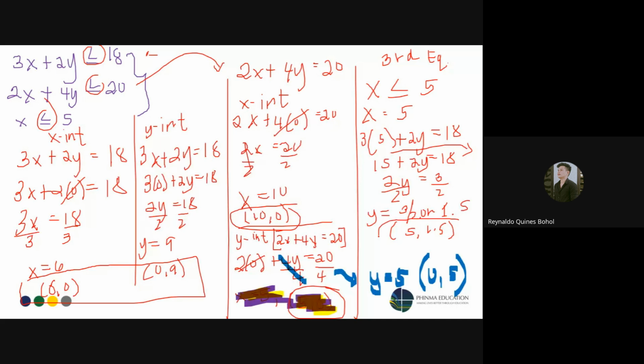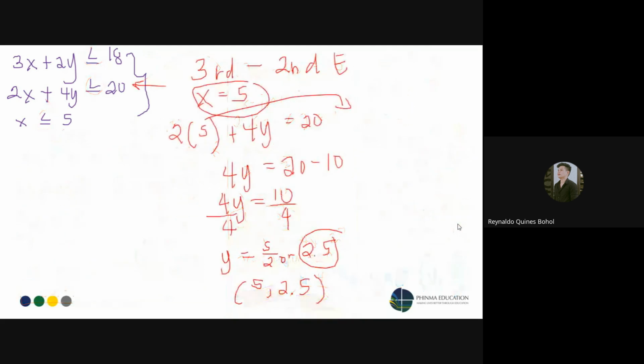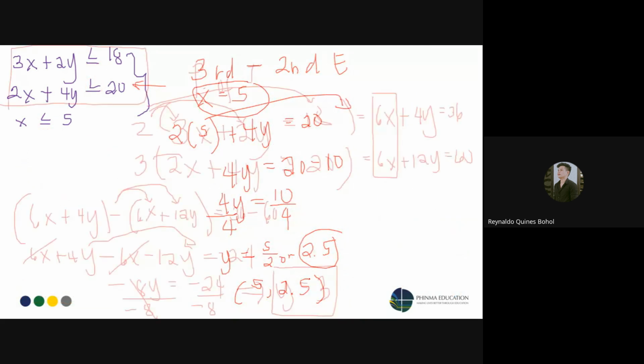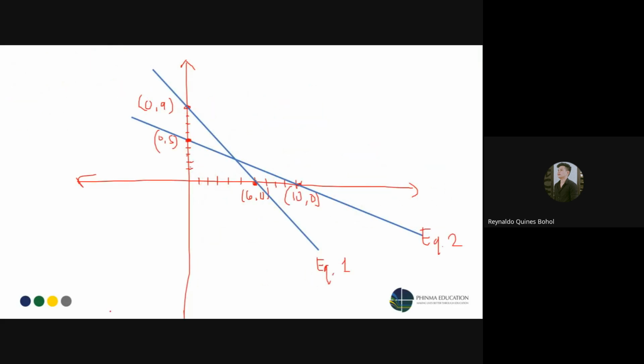So, the first one is (5, 1.5). And then the second one is (5, 2.5). Okay, (5, 1.5), approximately here. So 1, 2, 3, 4, 5. So 1.5 is here. Okay, just say that our 1.5 is here. Approximately here is the 1.5. (5, 1.5).